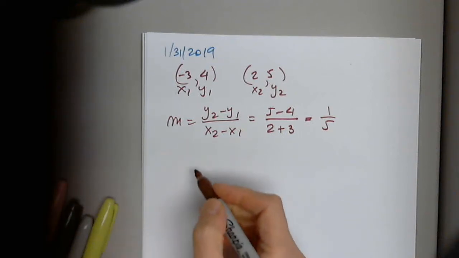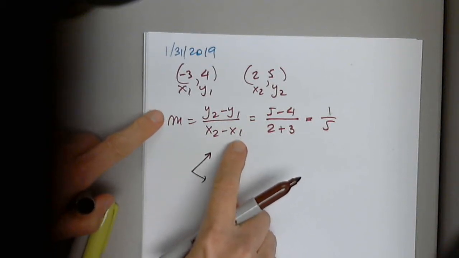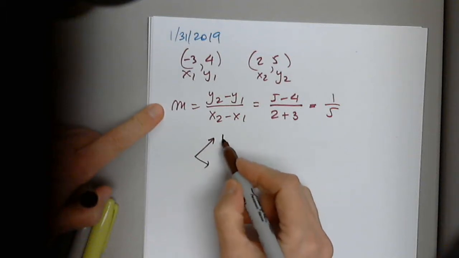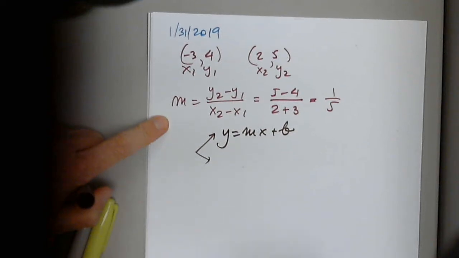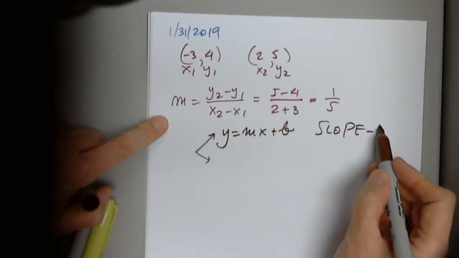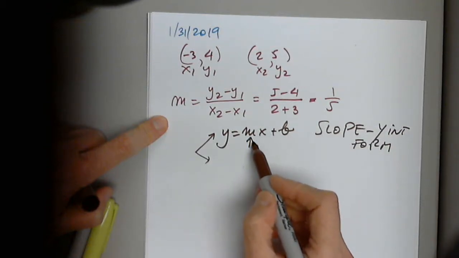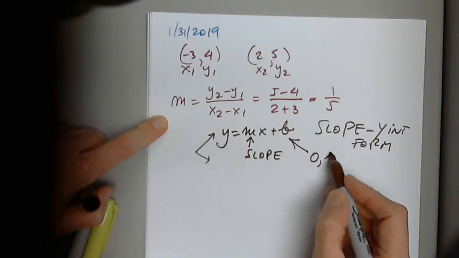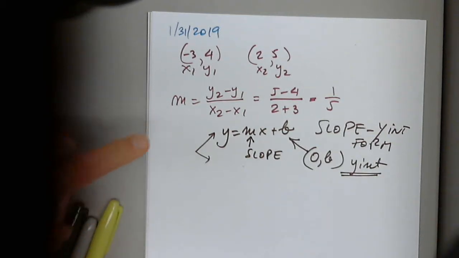So now we have two equations. This is something I would write in my notebook to refresh or remember the definition of the slope. We have two equations of the line. Y equals mx plus b, which is slope-intercept form. I like to call it slope Y-intercept form, where this is the slope, and this is the Y-intercept, 0, comma b.